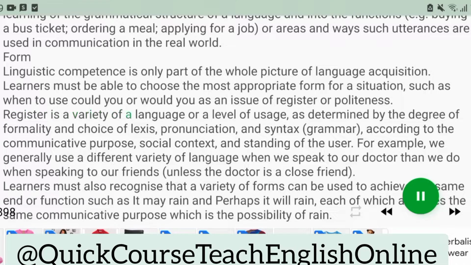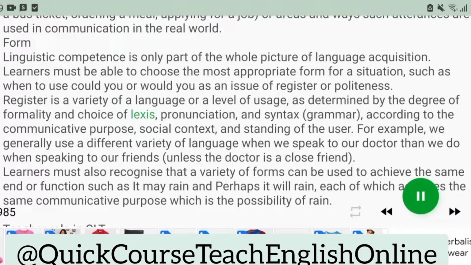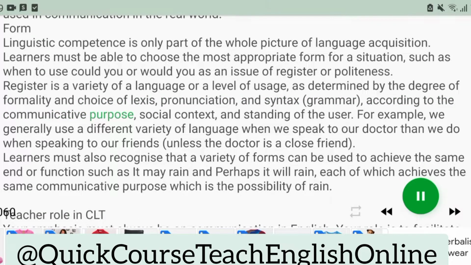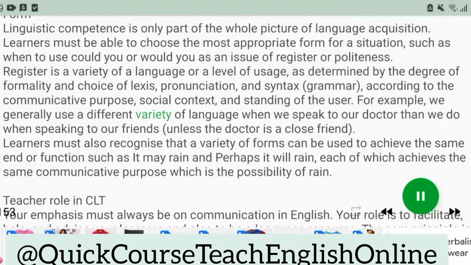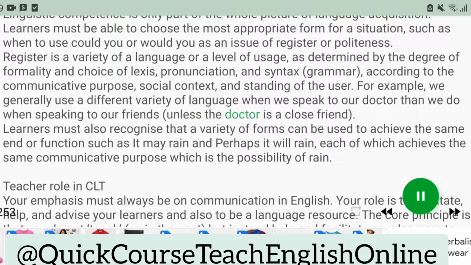Register is a variety of a language or a level of usage, as determined by the degree of formality and choice of lexis, pronunciation, and syntax (grammar) according to the communicative purpose, social context, and standing of the user. For example, we generally use a different variety of language when we speak to our doctor than we do when speaking to our friends, unless the doctor is a close friend.